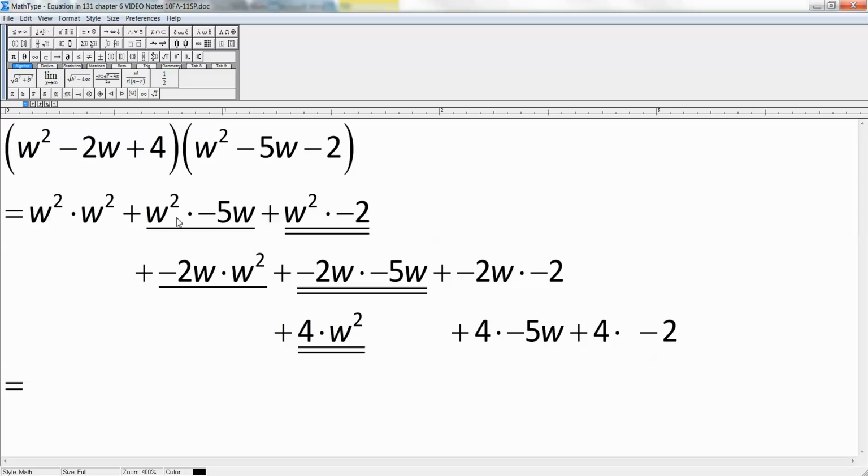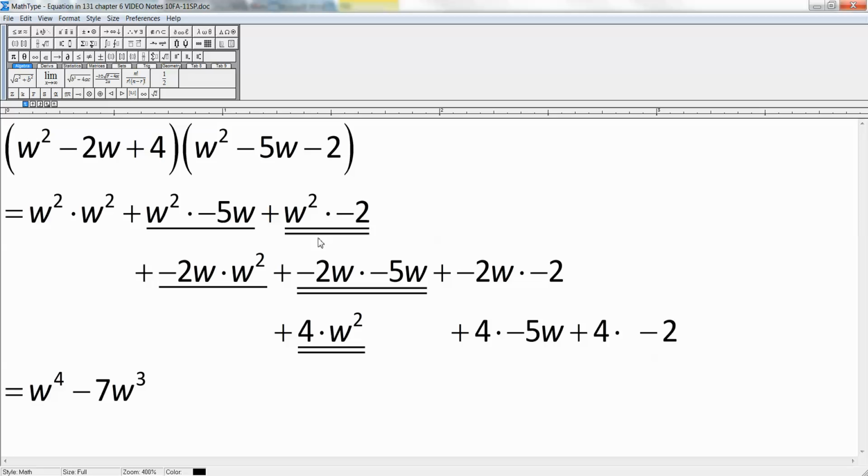All right, in the front, we have a w squared times a w squared. That makes w to the fourth because you add the powers. Plus, okay, this is minus 5w cubed minus 2w cubed. So minus 5 take away 2 is minus 7w cubed.